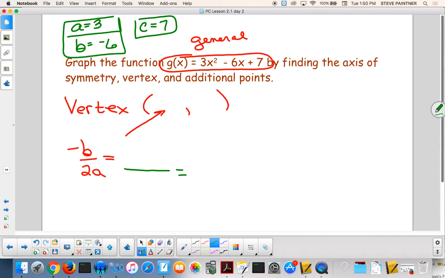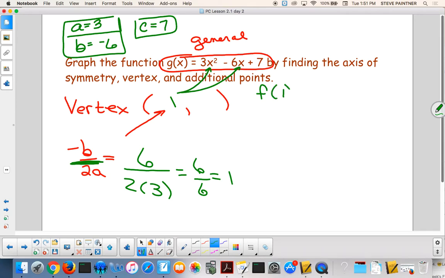Okay, there's your A, B, C. Opposite of B, what'd you guys put? 6, right? 2 times A? 6. So that's 6 over 6, which is? 1. There it is. Your vertex is 1 comma something. It's 10. It's what? 10. 4? Okay. How'd you get 4? You plug it in right here. You plug it in right here. That's what I was trying to tell you.